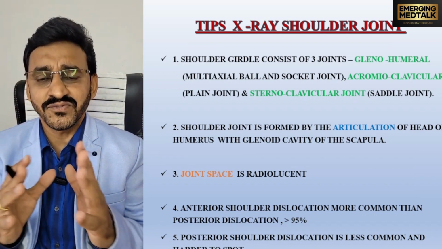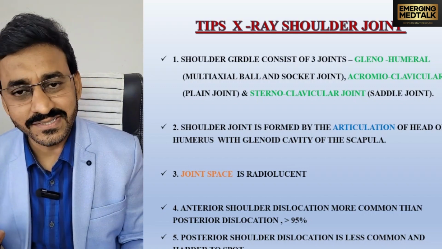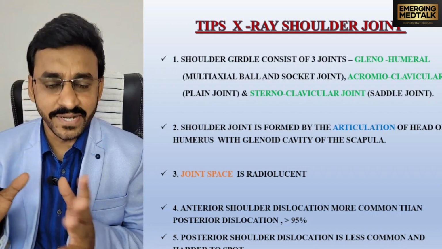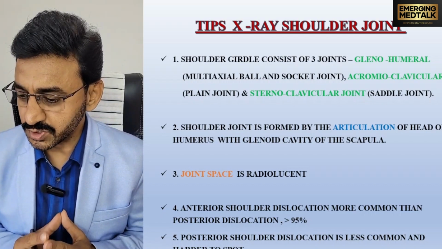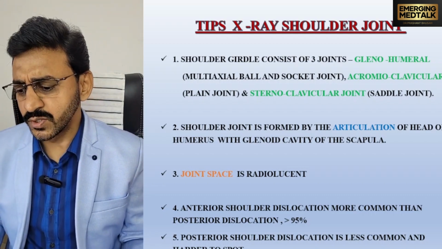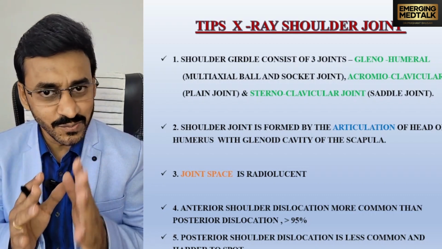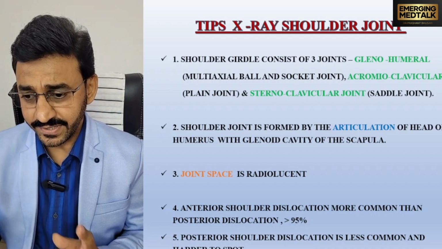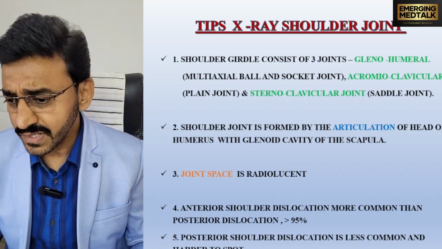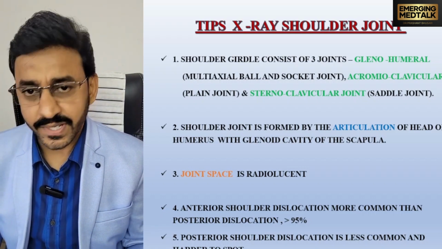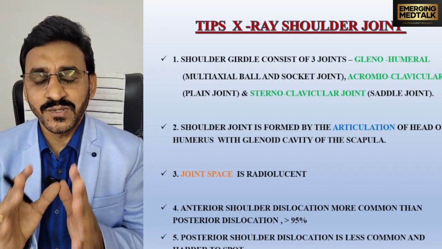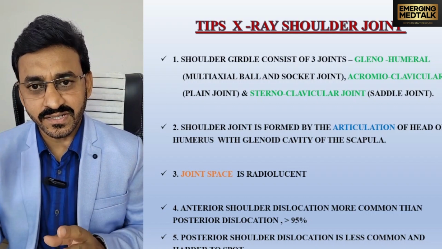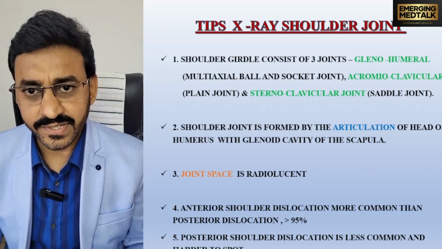The shoulder girdle has three joints: the glenohumeral, which is a multiaxial ball and socket joint, the acromioclavicular plane joint, and medially the sternoclavicular joint, which is a saddle variety. The shoulder joint is mainly formed by the articulation of the head of the humerus with the glenoid cavity of the scapula, where the head contributes more than the glenoid cavity. The joint space is radiolucent, and we have seen the bony ends lined by cartilage, and there may be narrowing or dislocation.